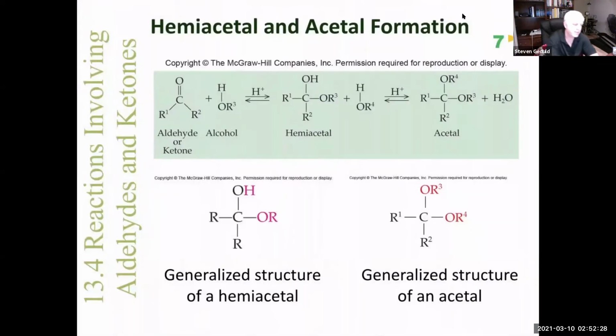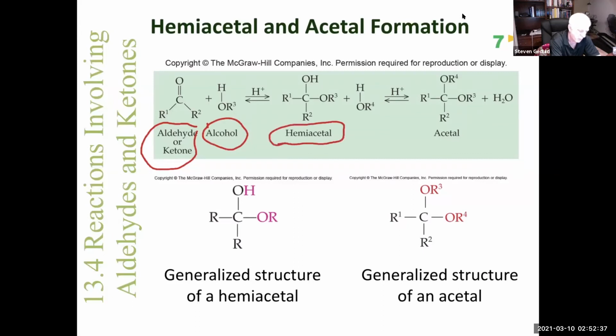Okay, so hemiacetal and acetal formations. An aldehyde or ketone plus an alcohol forms a hemiacetal. Again, you have your R group and your R2 group, your OR and your OH. If R2 is hydrogen, that's a hemiacetal group. So in this case, R2 is hydrogen. If R2 was an R group or a carbon group, then that would be a hemiketal.